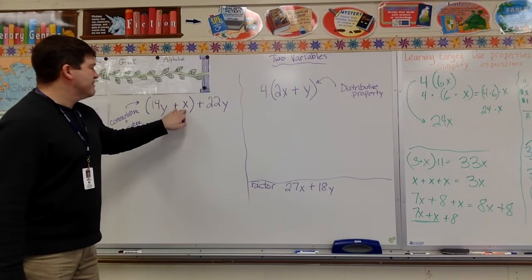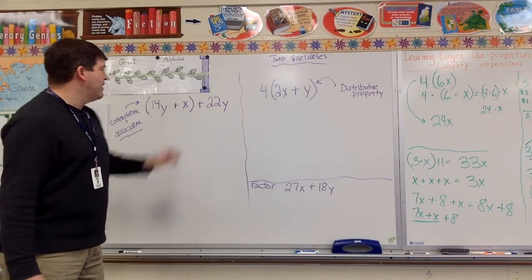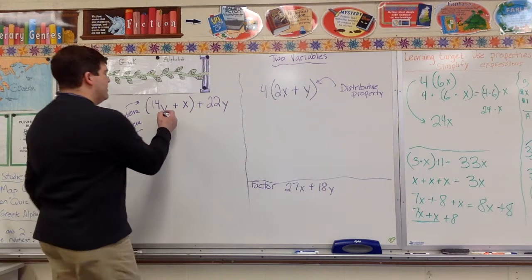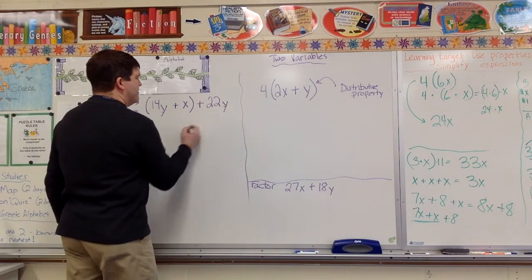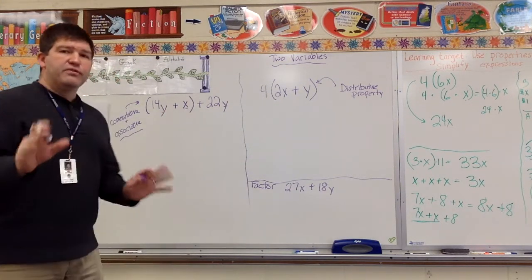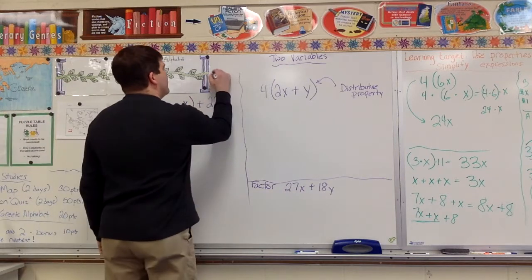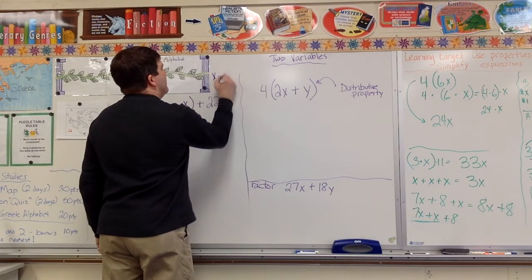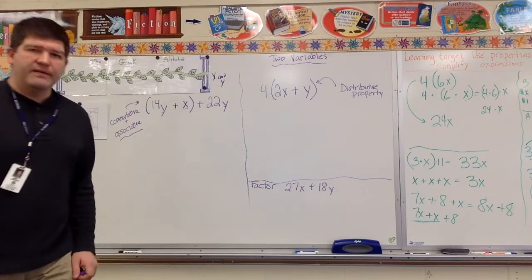14y plus x plus 22y. Now, I see y is a variable, y is a variable, x is a variable. I have 2 variables in here. My variables are x and y.